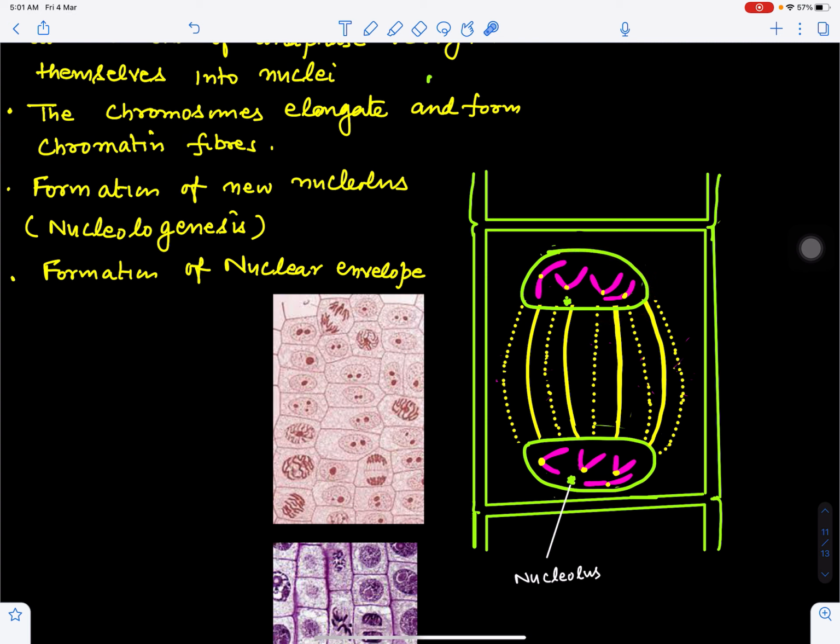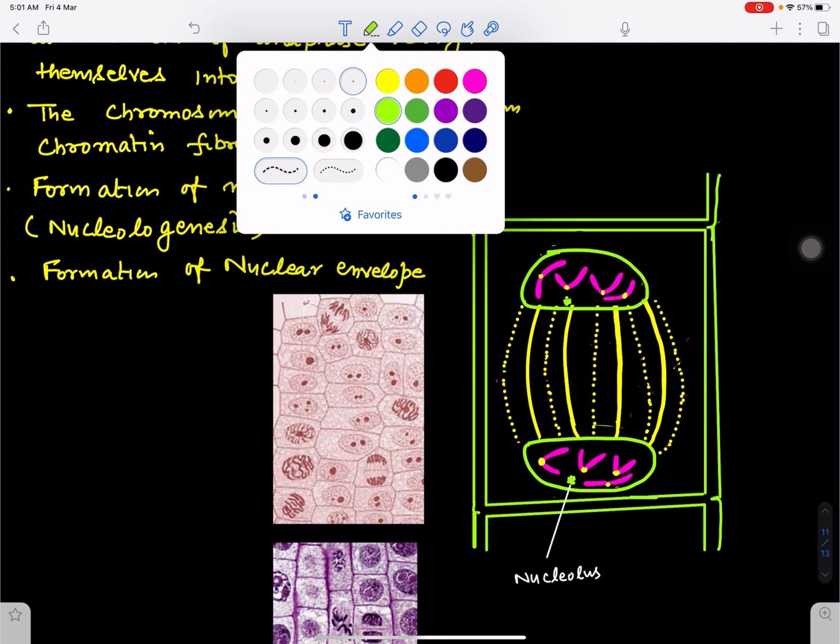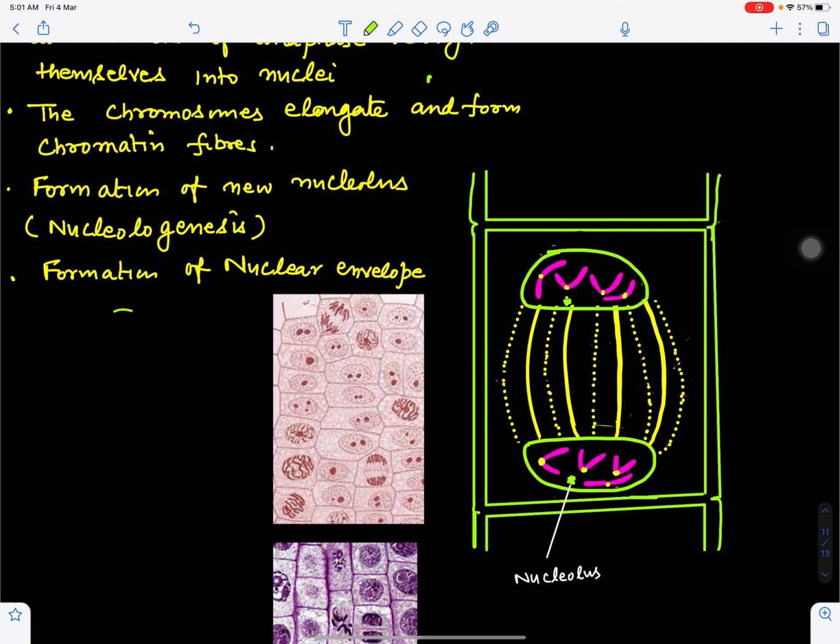So one nucleus, we can see, has been divided into two nuclei, right? So this is called karyokinesis, and there are various phases like prophase, metaphase, anaphase, and telophase. So ultimately we have got two nuclei from one nucleus. So karyokinesis has been completed.